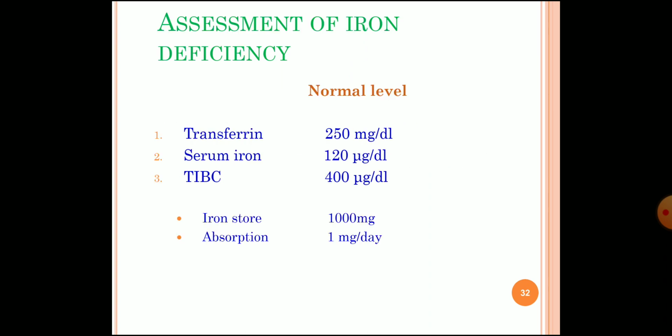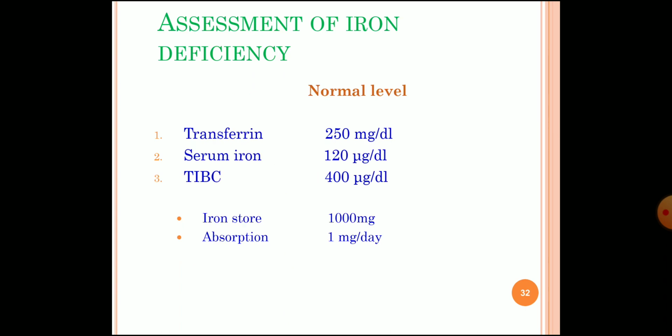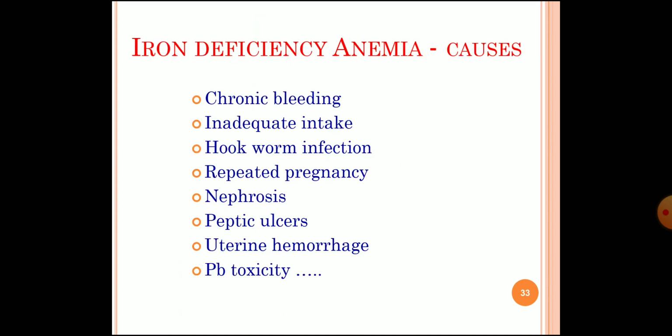So this is the assessment of iron deficiency. These are all the normal values. Transferrin normal value 250 milligram per deciliter. Serum iron 120 microgram per deciliter. Total iron binding capacity, that is another method of estimating the level, 400 microgram per deciliter. Iron store is 1000 milligram in our body. Absorption is 1 milligram. Even though we require 10 to 20 milligram, we can absorb only 10%, that is 1 milligram per day. Now, iron deficiency anemia, what are the causes?